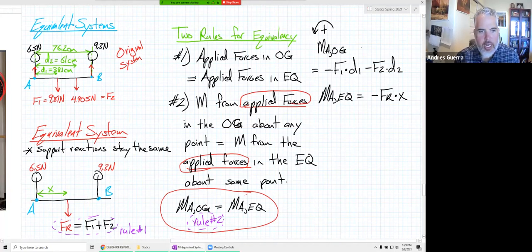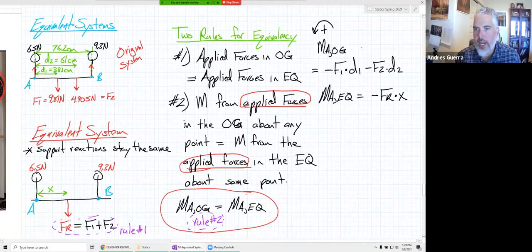So I'm just looking at, and that's why one of our learning objectives is to draw that equivalent system, because drawing that equivalent system is just super helpful. It might be kind of simple, but draw it just so you can see it and don't make any little mistakes there.